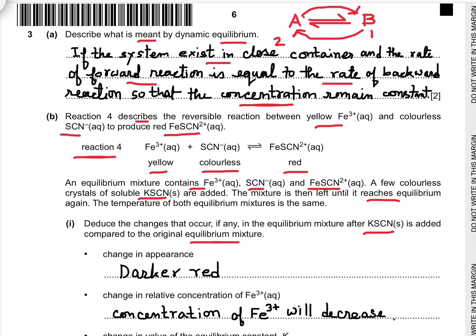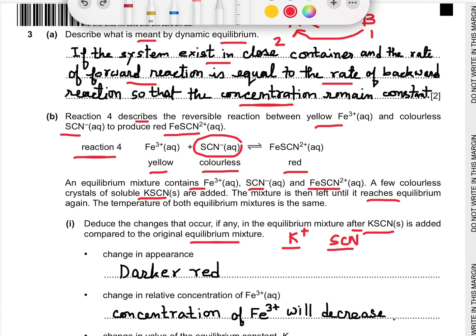So if we add potassium thiocyanate, what will happen? In the mixture it will undergo ionization, which means we will have potassium ion and thiocyanate ion. In case of reaction 4, potassium ion doesn't have anything to do with reaction 4, so we can skip that. But when we add more thiocyanate, what will happen? The rate of forward reaction will increase, because if we increase the amount of thiocyanate, it will react with more ferric ion and will produce ferric thiocyanate.